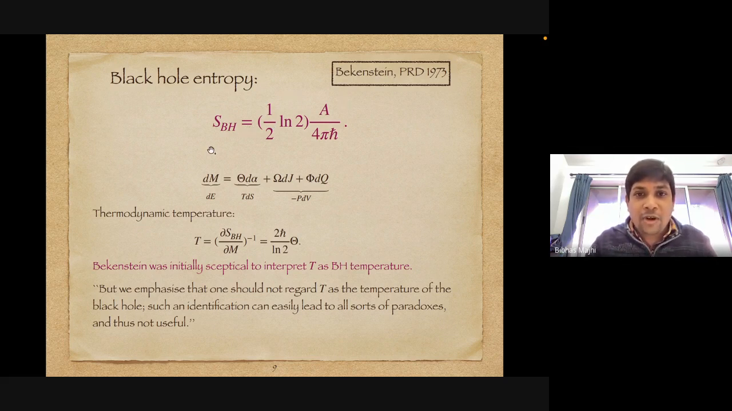But once you have this entropy, and you come back to this mathematical structure, by the definition of thermodynamic temperature, you probably can call this a temperature. But Bekenstein at that moment was very skeptical to interpret this T as a black hole temperature, because then the black hole should be a thermal object and it should radiate. But we already know that it cannot classically let anything escape. So on one hand he is saying that there is an entropy, but on the other hand he is very skeptical about assigning a temperature. That leads to a very problematic situation for the physics community.